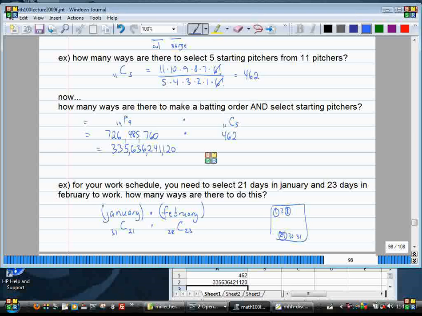Because the question you need to ask is, how many different ways can I select 21 days in January? And that's a separate question. Then, how many ways can I select 23 days in February? And that's a separate question. And then, since you need to do both, it's like shirts and pants, and you multiply. Right. So I think this is probably the most elaborate sort of question in this section, simply because it has problems within the problem.